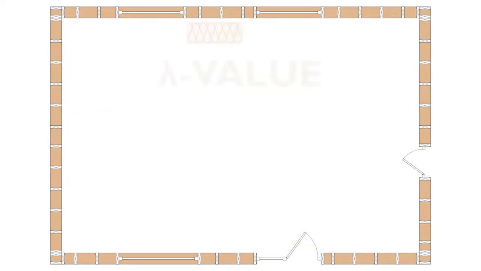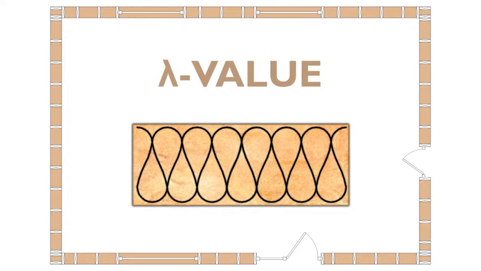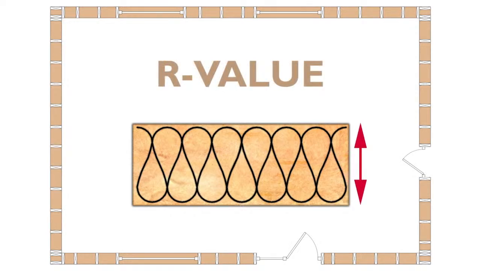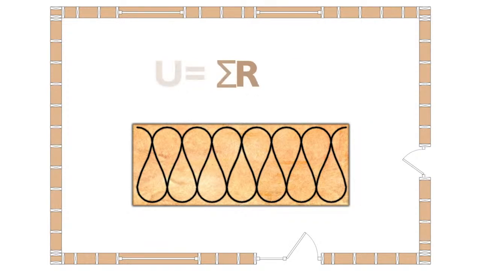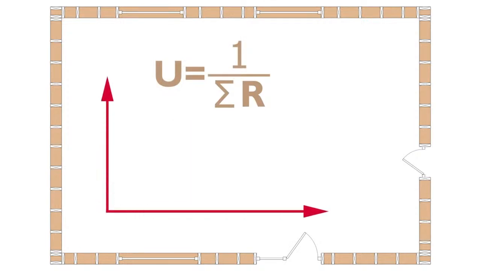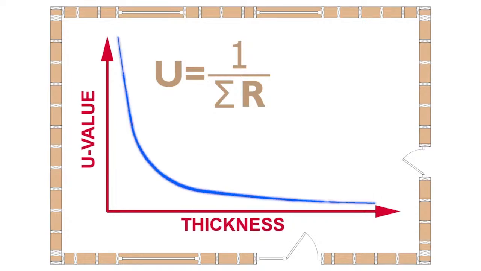If we want to account for the thickness of the material used as well, we look at a property called thermal resistance, known as the R value. This is given by the thickness of the material divided by its thermal conductivity. To work out a U value, we add all the R values in our wall together and take the inverse of the result. This inverse relationship is what gives us the law of diminishing returns mentioned before.